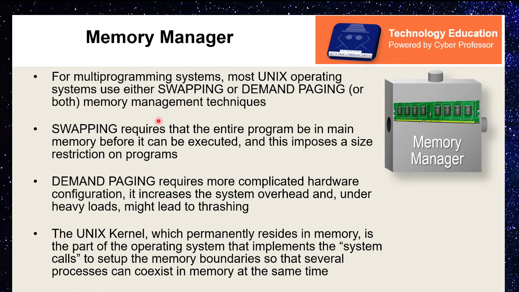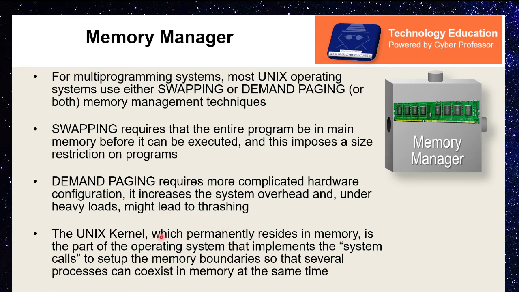Unix, when utilizing swapping, requires that the entire program be in main memory before it can be executed, and this imposes a size restriction on programs. The demand paging capabilities of Unix require more complicated hardware configuration. It also increases the system overhead and under heavy loads might lead to thrashing.